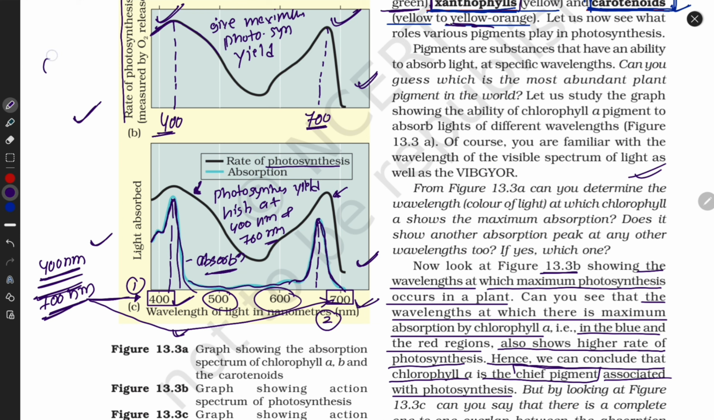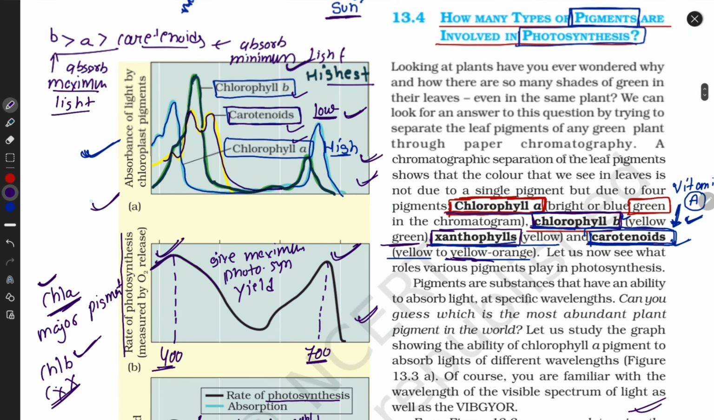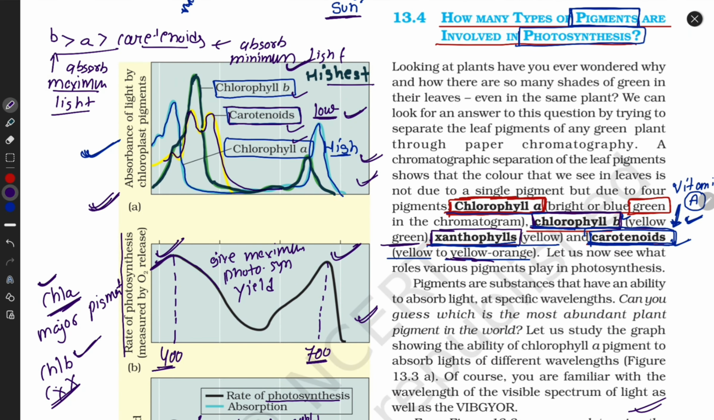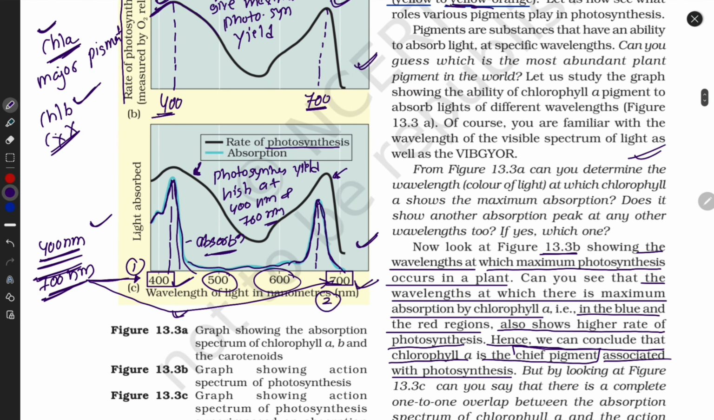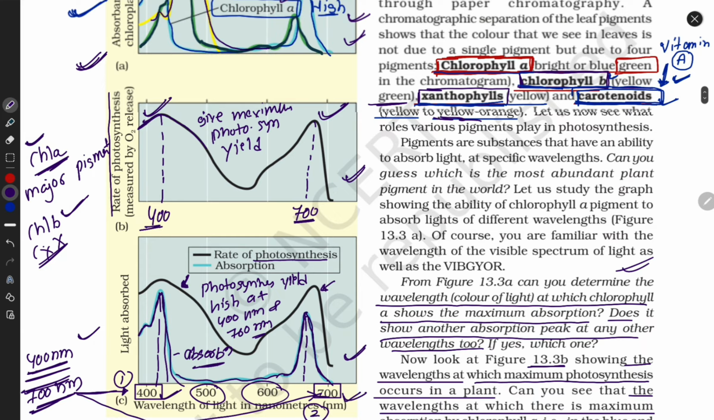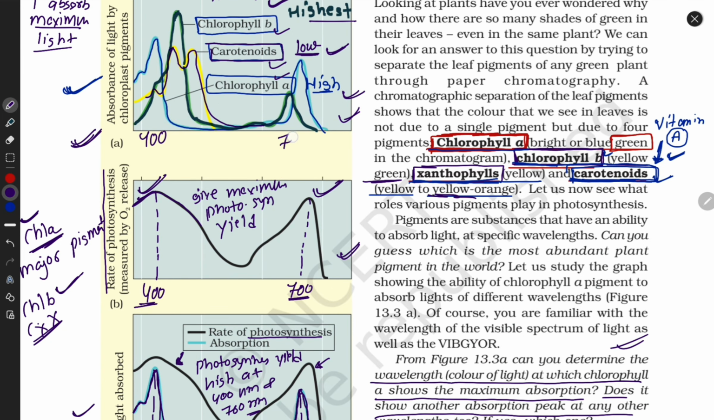Chlorophyll A is the major pigment, guys. Yes, chlorophyll B, carotenoids and xanthophyll are also important, definitely important, but the highest requirement is for this pigment. Their presence is very necessary. In this, look at here, these are the peaks of their absorption level. Absorption level peak, wavelength, color of light at which chlorophyll shows the maximum absorption. Does it show another absorption peak at any other wavelength? At this wavelength of light, they show the highest absorption, guys.